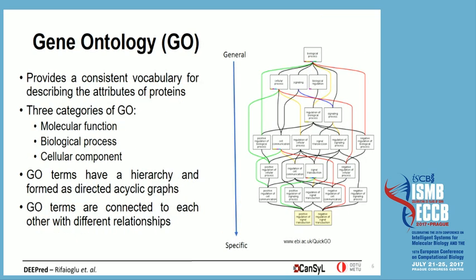An ontology is a set of concepts and categories in a domain that shows their properties and relations. The main ontology for representing protein functions is gene ontology. In gene ontology, each attribute or function of a protein is represented by a GO term, and each category is structured as a directed acyclic graph, and these GO terms are connected to each other with different relationships. As we go down the GO hierarchy, the attributes that are represented by the GO terms become more specific.